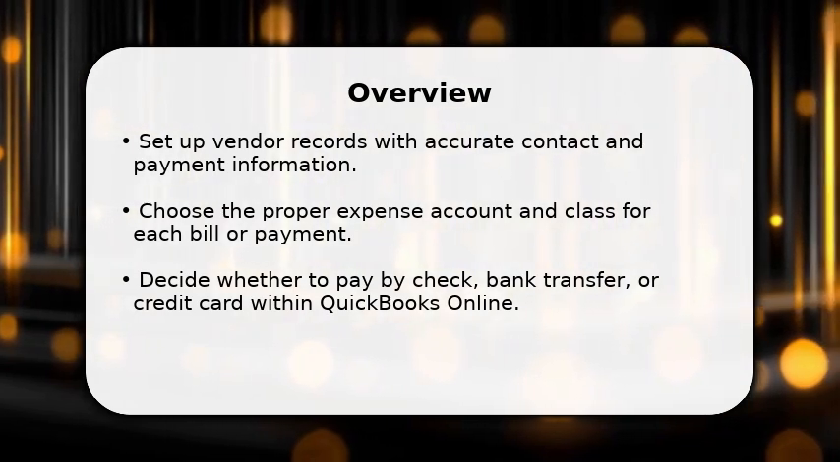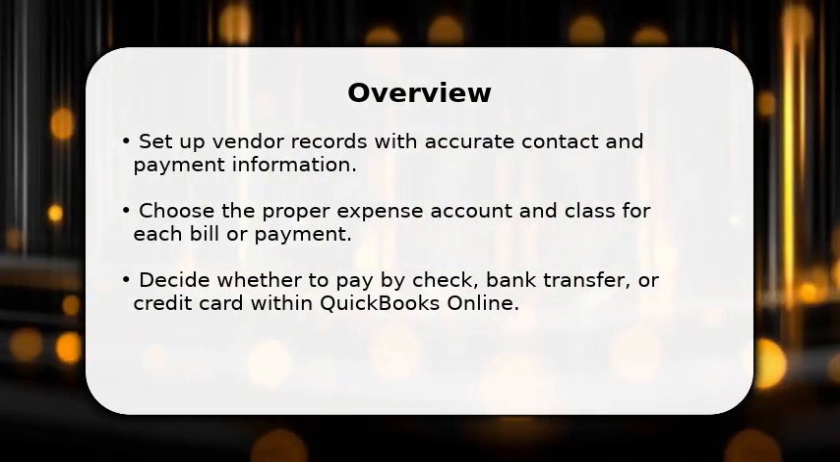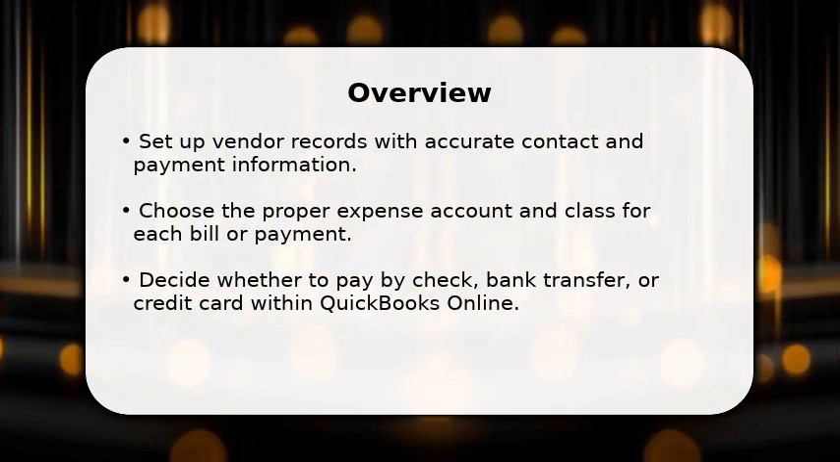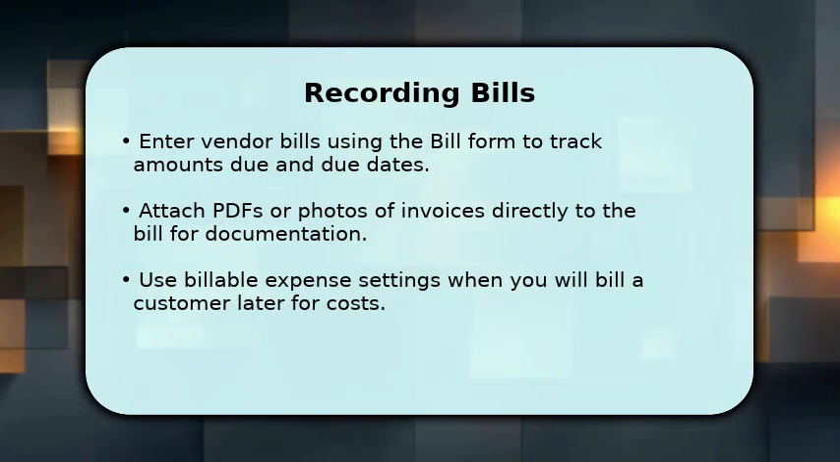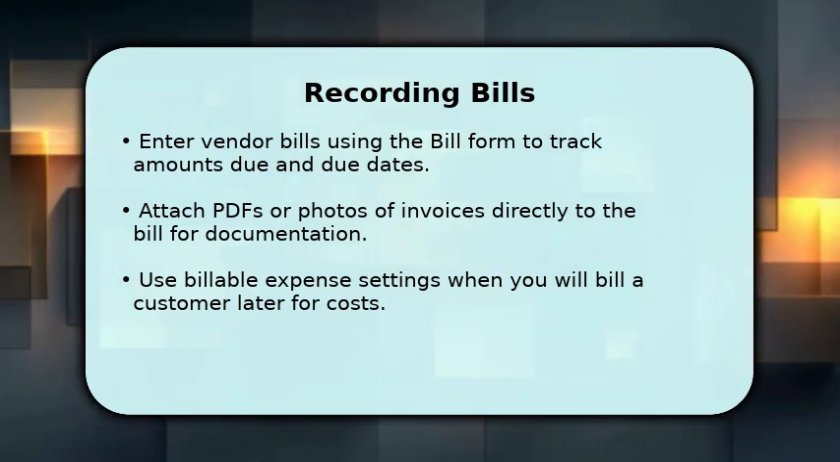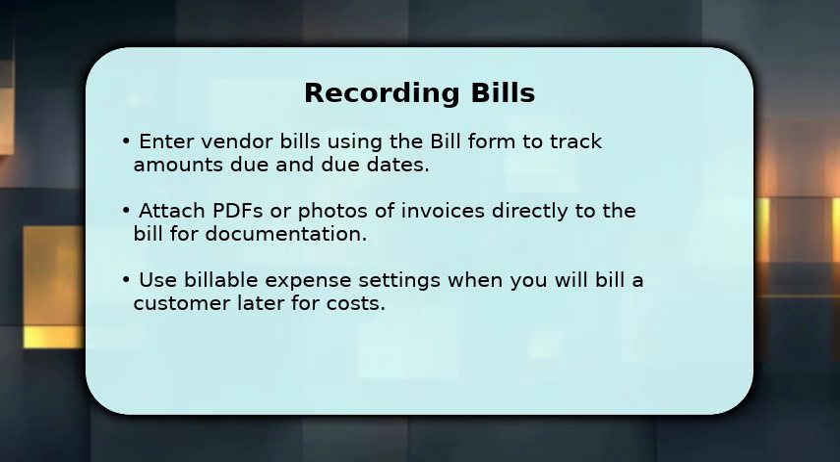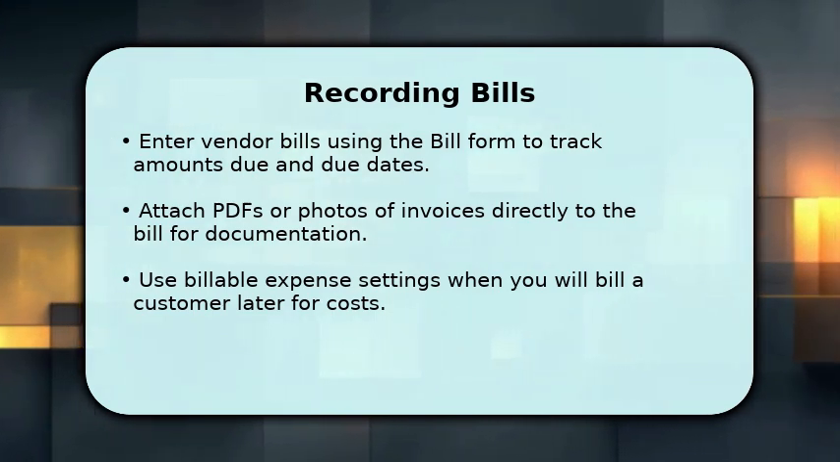Use bank rules to categorize transactions automatically and reconcile accounts monthly to ensure accuracy and better vendor. When a vendor sends an invoice, enter it as a bill and include due date, account, and memo for clarity. Attach the invoice PDF so you have proof in QuickBooks.